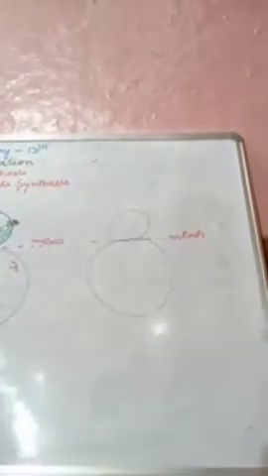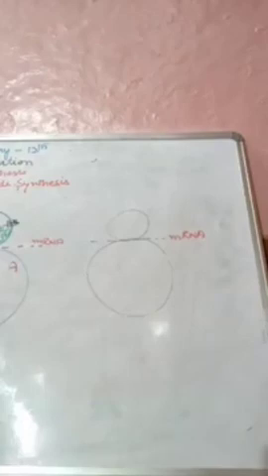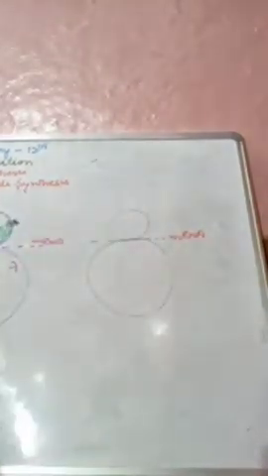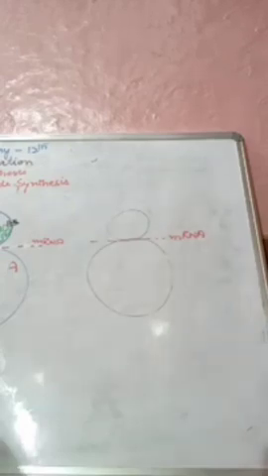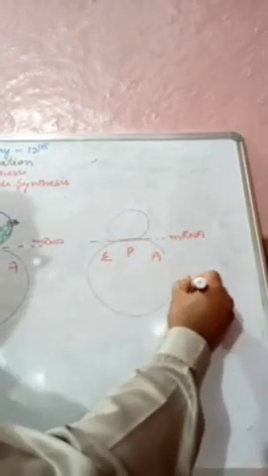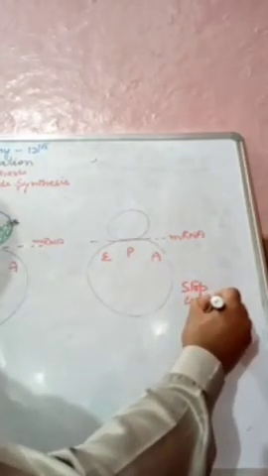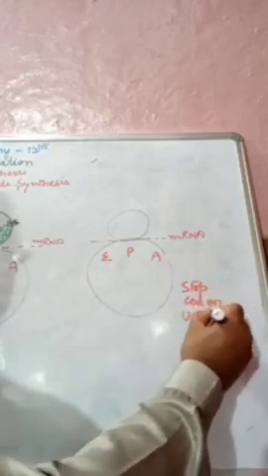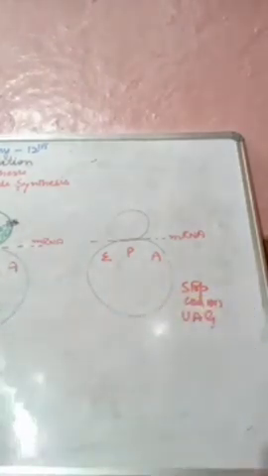Is this right? Now what we will see, a stage will come, a stage where this peptide chain terminates, and it terminates by means of a stop codon, and that stop codon is UAG.